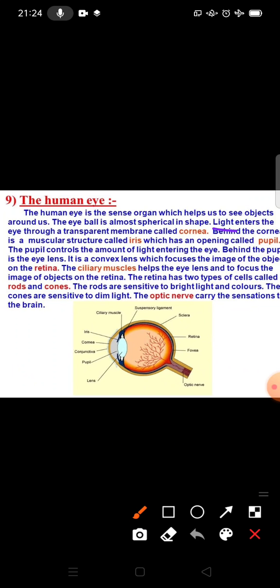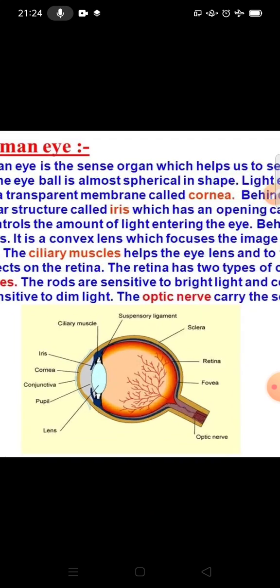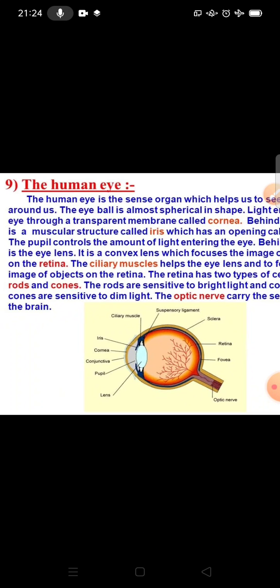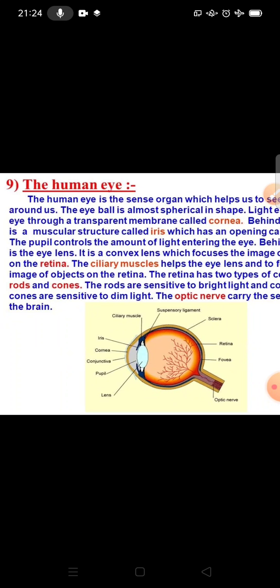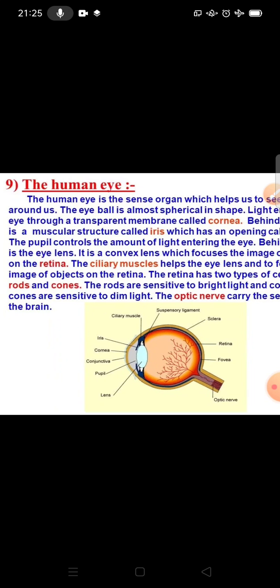The light enters the eye through a transparent membrane called the cornea. And behind the cornea there is a muscular structure called the iris. You can see this diagram also; this diagram is very helpful for you. The iris has an opening called the pupil. The pupil controls the amount of light entering the eye.